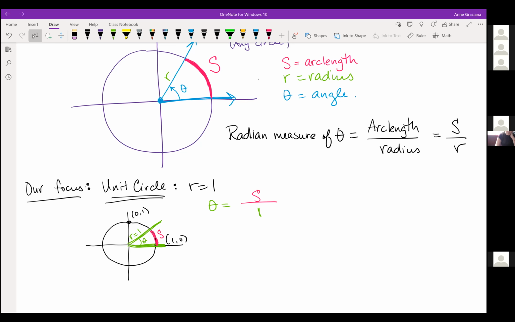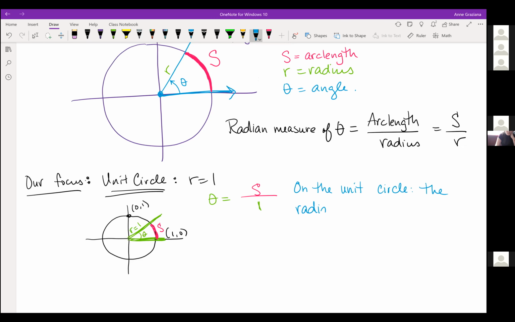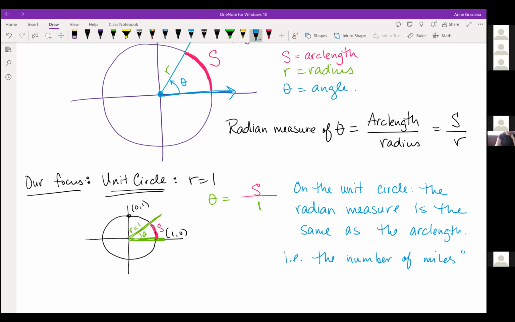Okay. So the point is that on the unit circle, the radian measure is the same as the arc length, i.e. the number of miles that I've been saying it like that.